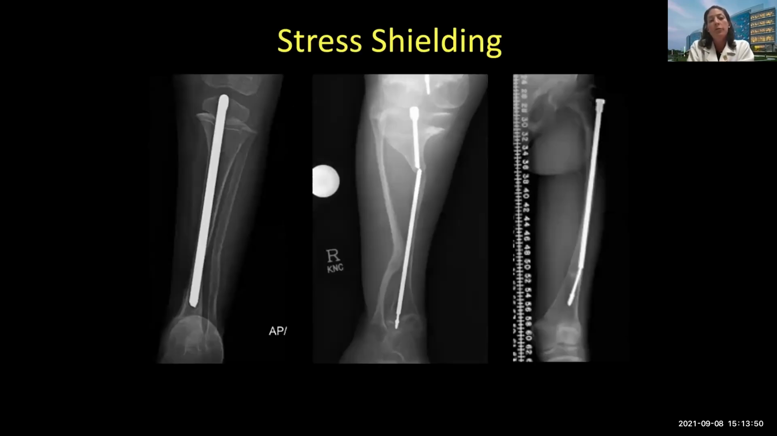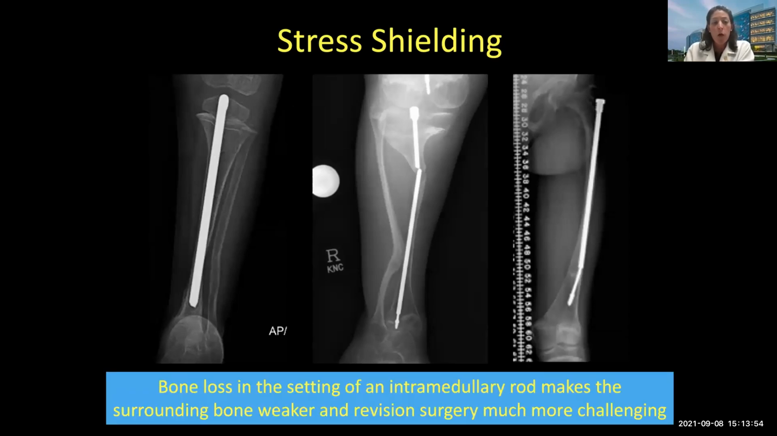And this is called stress shielding. So what is stress shielding? It's bone loss along the length of a rod, as shown in these three images here. It happens in the setting of a rod on the inside of the canal. And as the bone is essentially absorbed over time, there's very little bone around the rod. That bone is weaker. And as you can imagine, with less bone to work with, a revision surgery will be significantly more challenging.